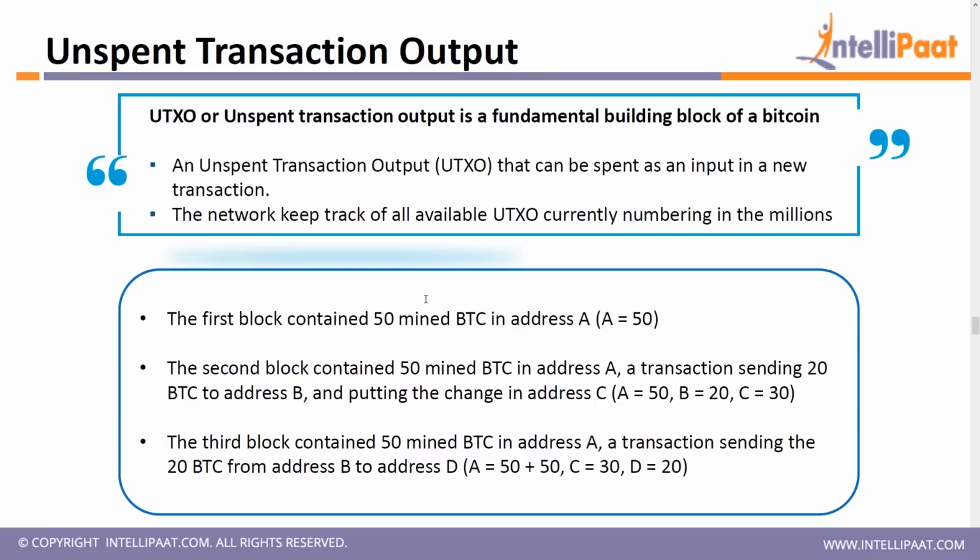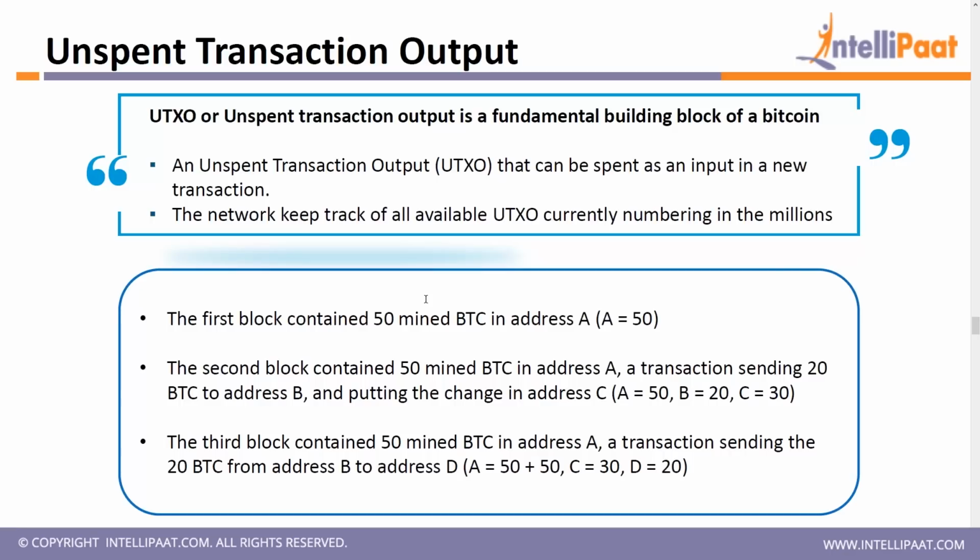So what do you see here? Let's review the example again to explain in more detail. The first block was A and was having 50 mined Bitcoins. The second block was containing 50 mined Bitcoin in address A, and a transaction sending 20 Bitcoin to B. So this 20 amount got deducted from A's 50 and the change was put in another address.